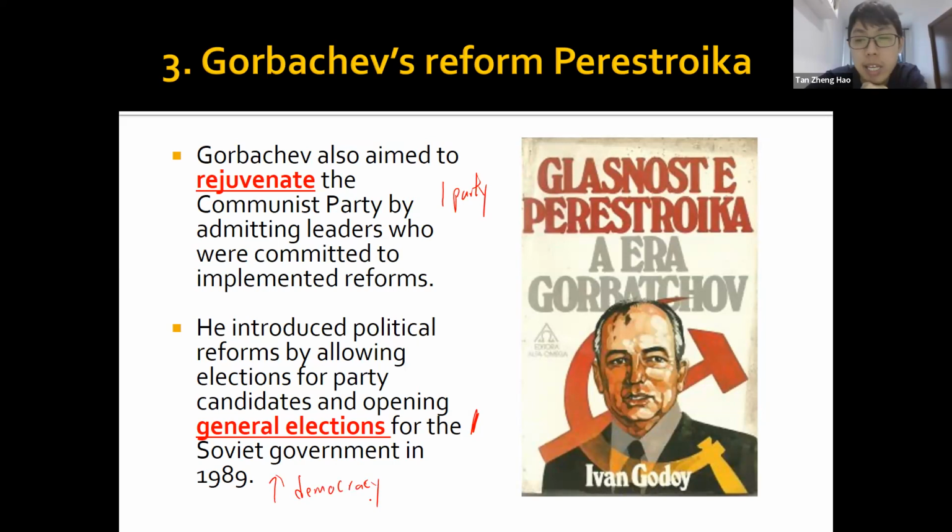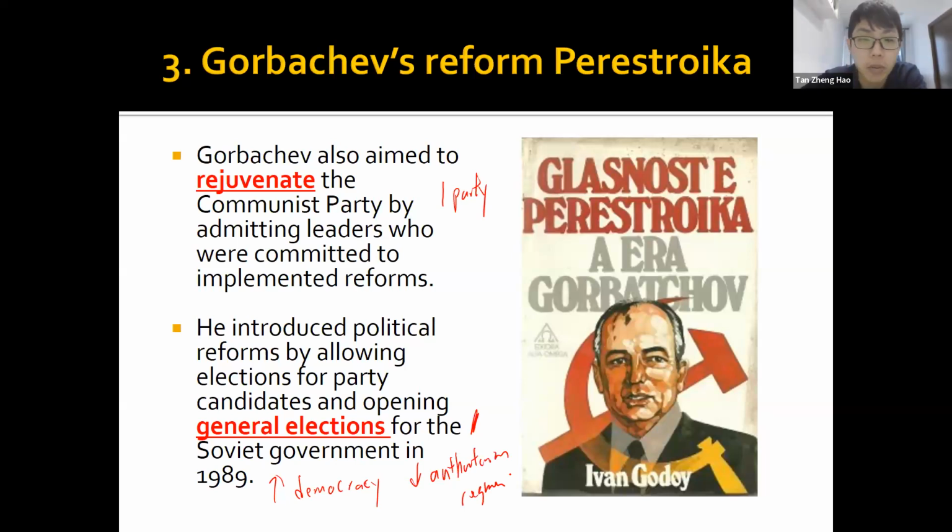Okay, when we study USA versus USSR, we always look at the difference in the economy and the politics. One is capitalist, one is communist. In terms of politics, one is a democratic country, one is authoritarian. So more democracy, less authoritarian regime. Okay, and that is Perestroika. Change your economy, change your politics.